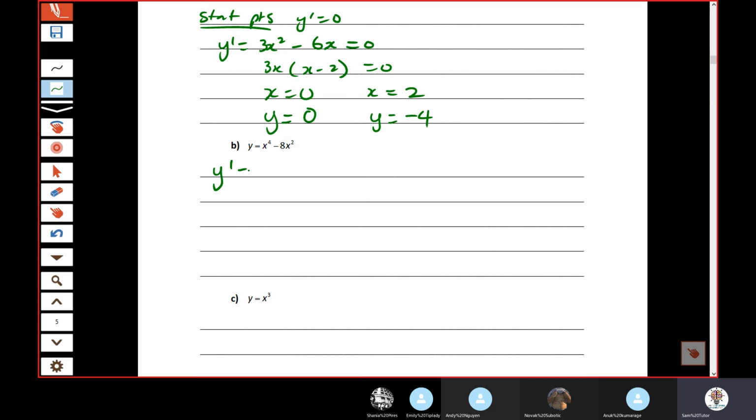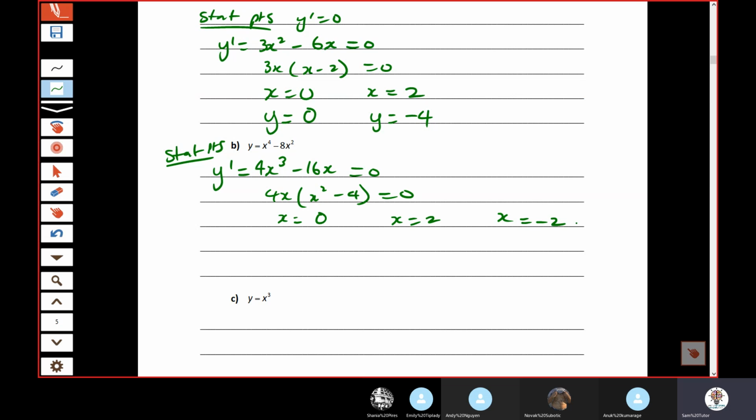Next one, B. Let's do it. If you guys have no questions, I'm just going to keep moving. y dash equals 4x cubed minus 16x equals 0 for stat points. Factorize 4x out, x squared minus 4. And what do you get? x equals? Minus 2, 2, and 0. Good. x equals 0, x equals 2.